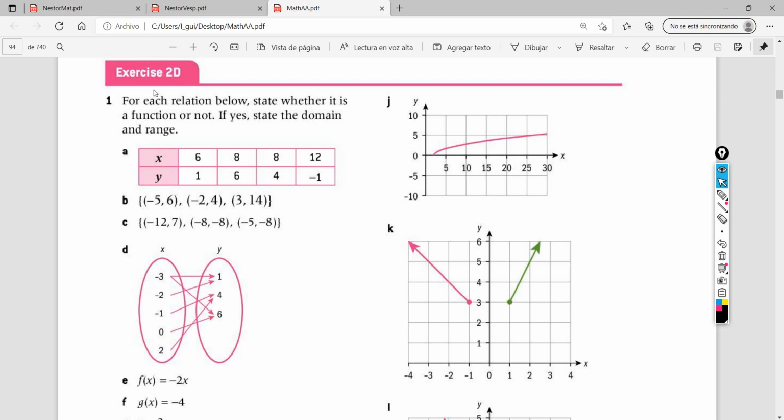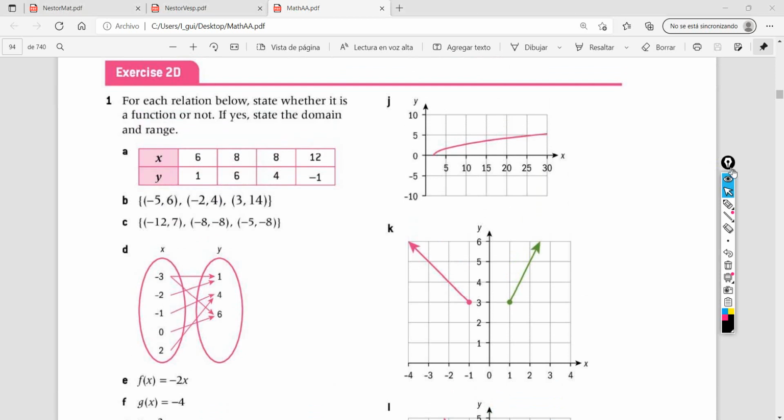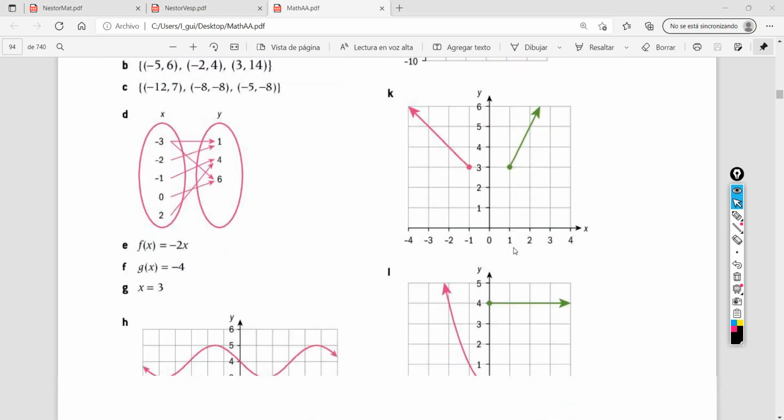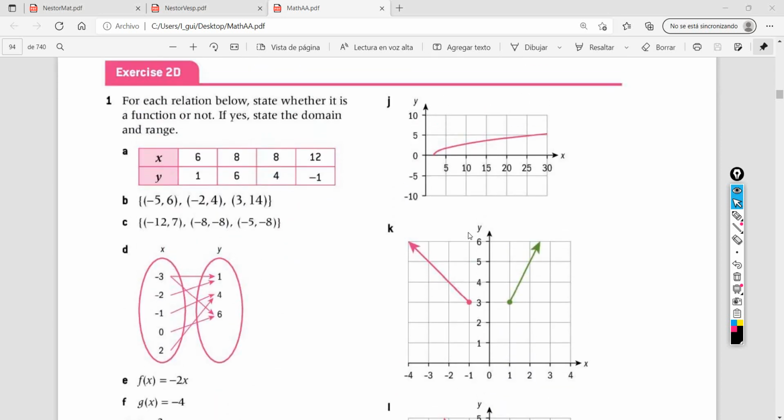Hello class, let's continue with exercise 2D, which is mostly about graphs of functions and relations. You were very confused in here because I suppose there are some of these on which you have difficulty. I cannot believe that all of these presented any difficulty for you. They should not have, but probably this one, K and L, may be difficult for you at the moment, and I understand.